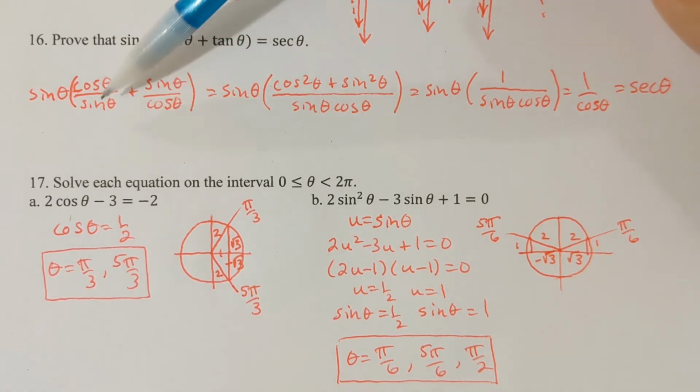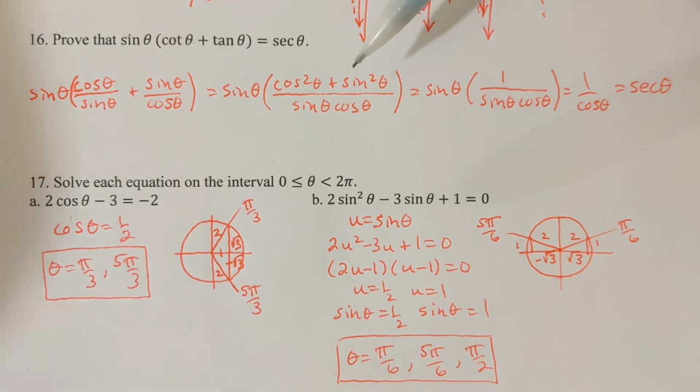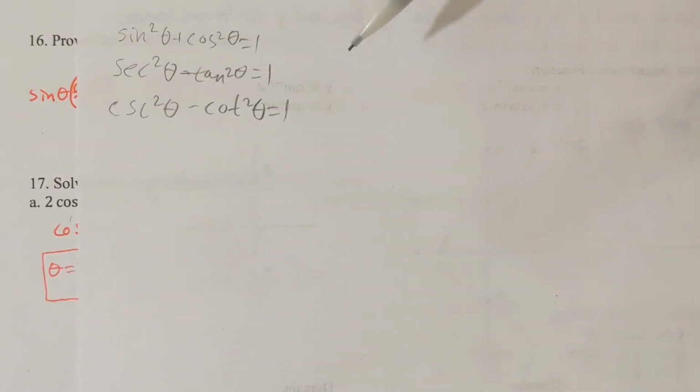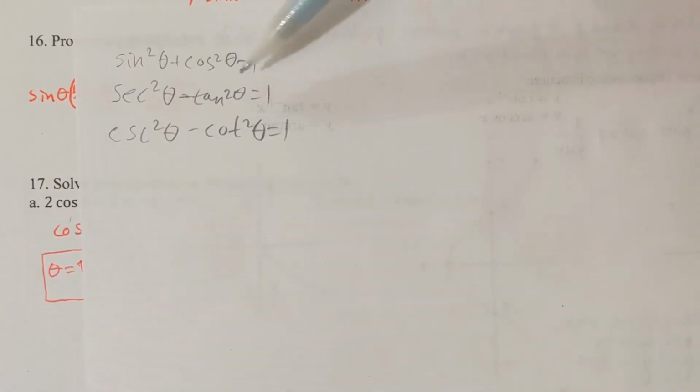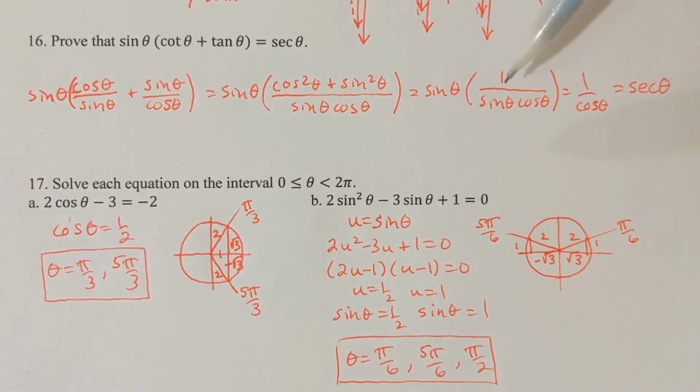Cosine squared theta plus sine squared theta is what I get in the numerator. Now, cosine squared theta plus sine squared theta is 1, right? That's one of my Pythagorean identities here. And so I'm going to get 1 in the numerator.